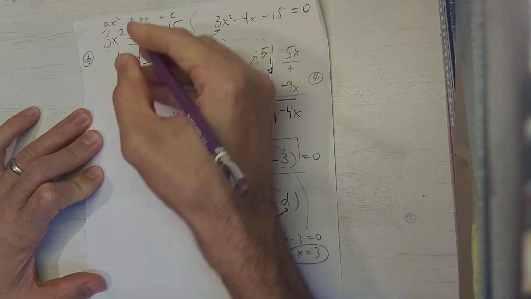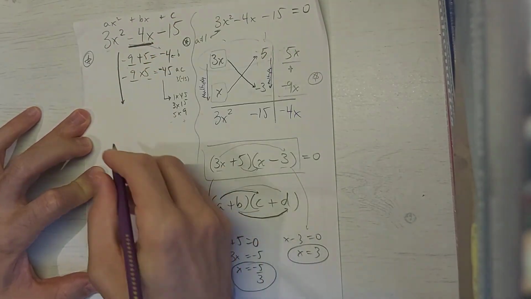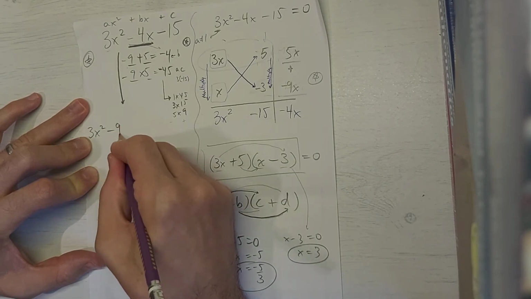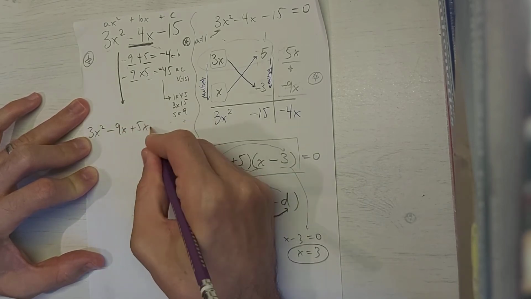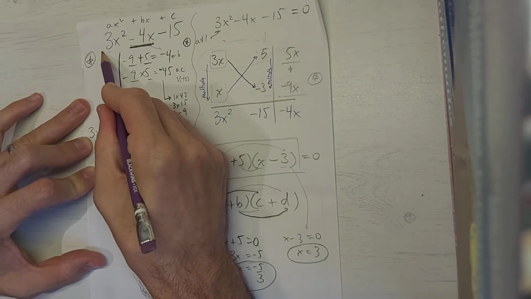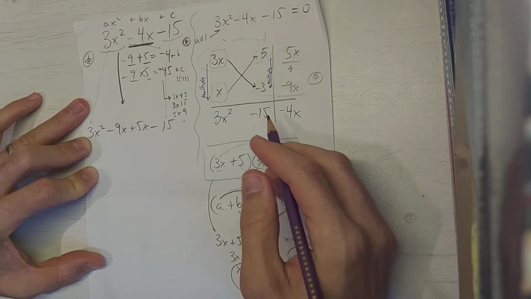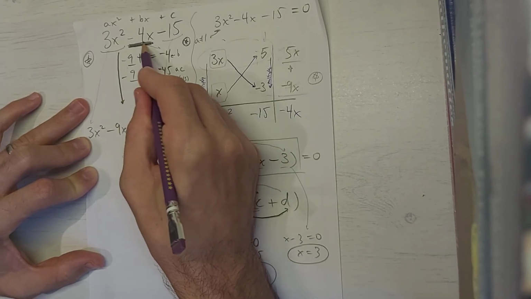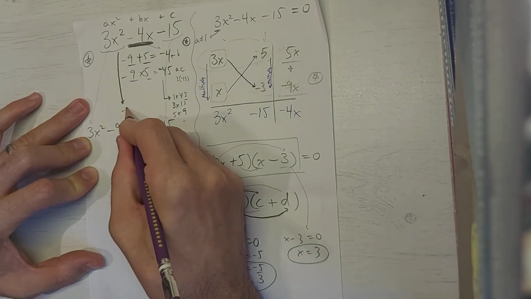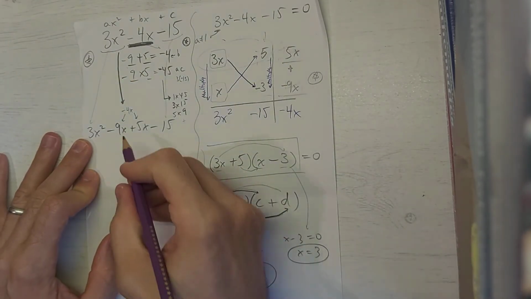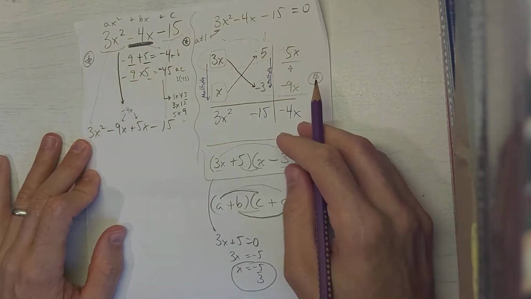What I'm going to do is split the middle term, which means that I'm going to rewrite this expression now as 3x squared minus 9x plus 5x minus 15. So notice the 3x squared stays, the negative 15 stays, but my negative 4x has been split into negative 9x plus 5x. If I add those together, I get negative 4x, right?